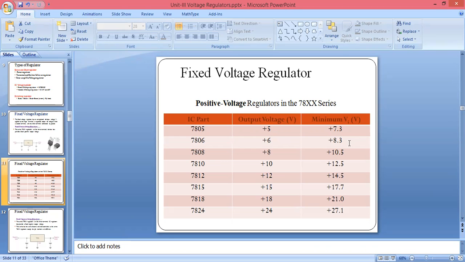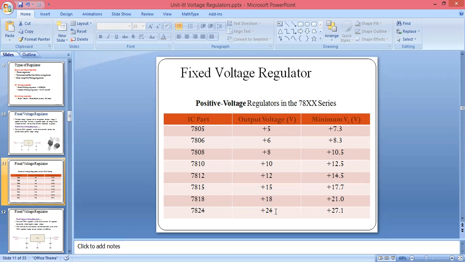So these are the minimum voltage here they have given. And what happens? It can convert that unregulated voltage into a constant. You can see here it will be 27.1, or it can be 27.9, or it can be 26.5. It will be an approximate value. But whenever it is converted to the constant DC voltage, that will have a fixed 24 volt. So we can say a fixed voltage regulator will convert unregulated DC voltage into a constant DC voltage.